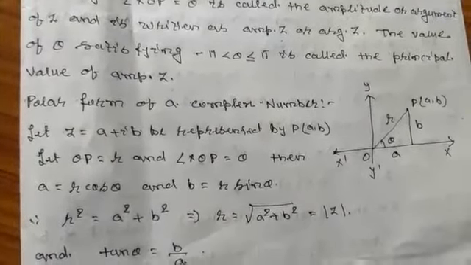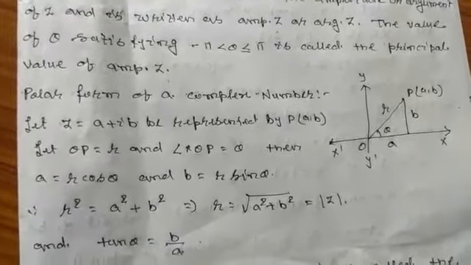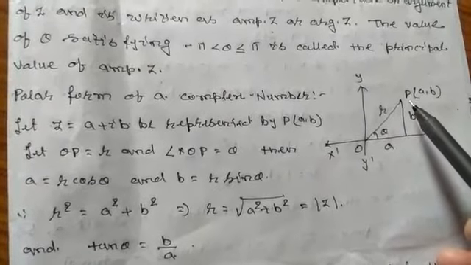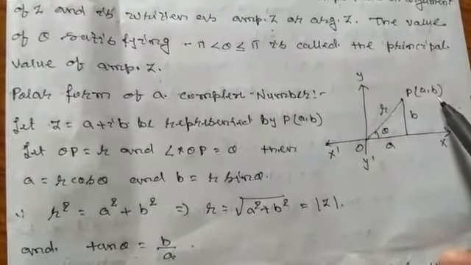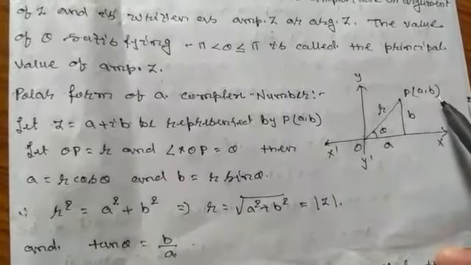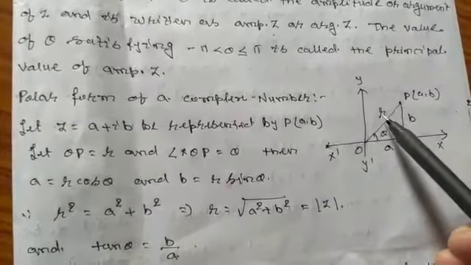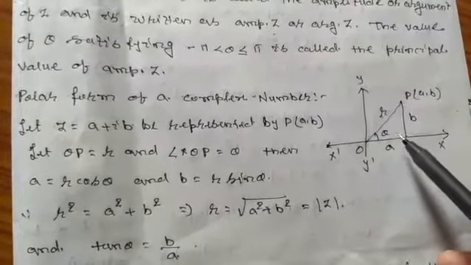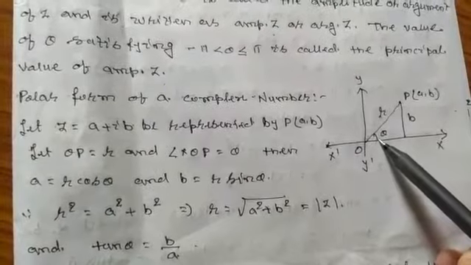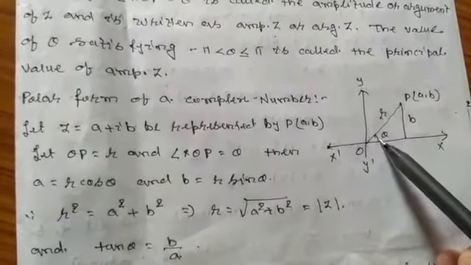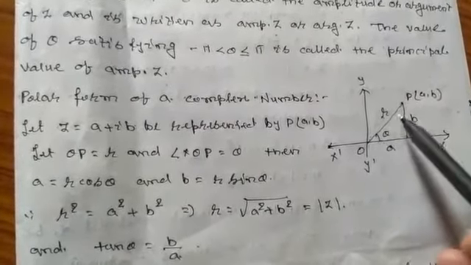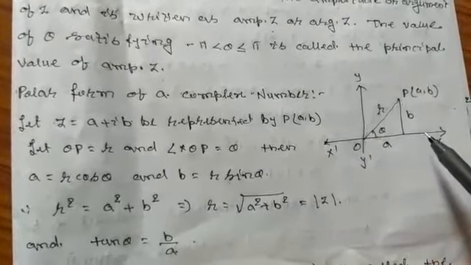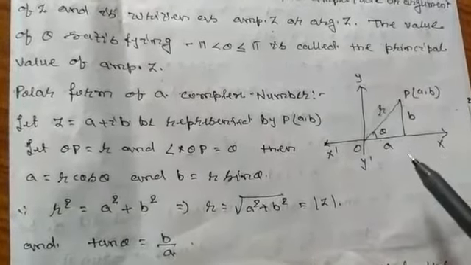So polar form of a complex number, what does it mean? This is the geometrical representation of a complex number P, a plus ib, whose ordered pair is (a, b), and OP is r, that is the modulus of the complex number, and theta is the argument or amplitude, the angle made between the modulus and the positive x-axis.